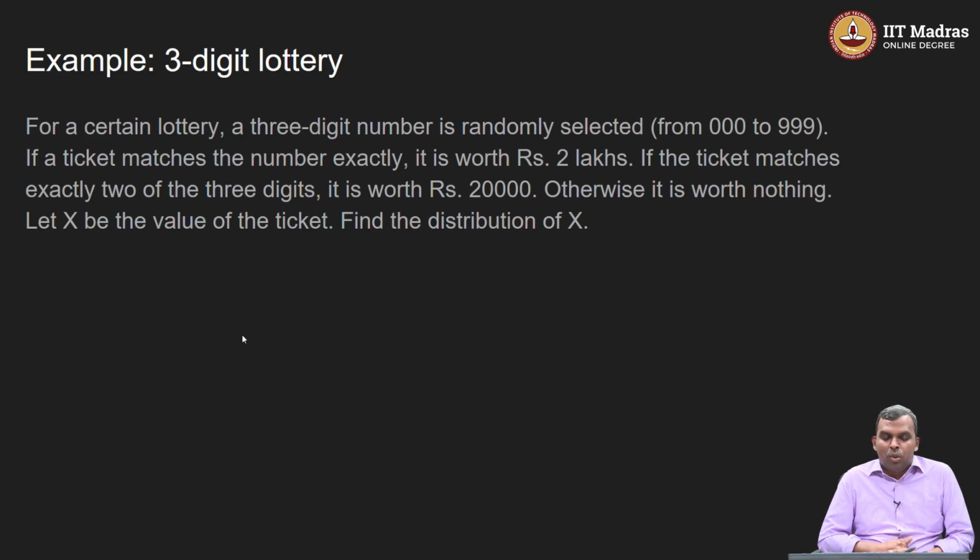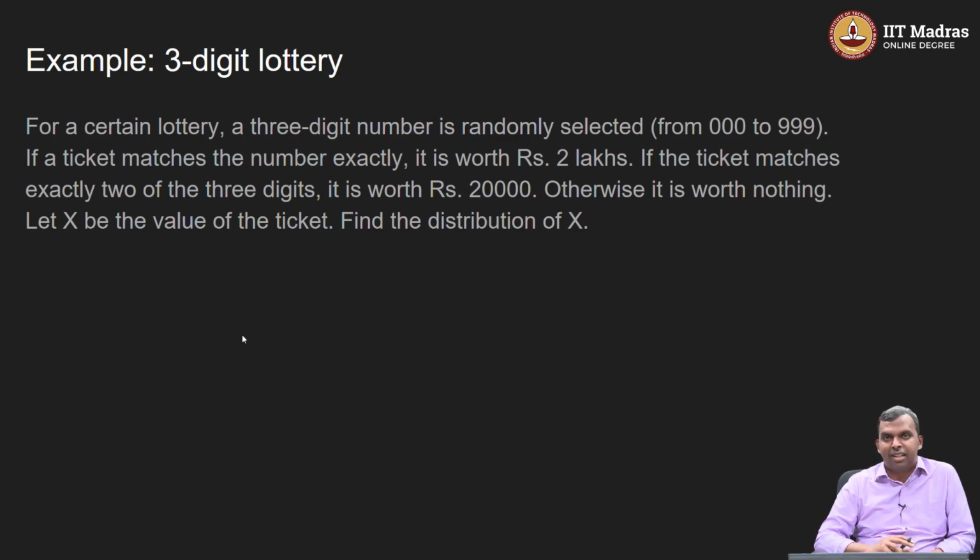You should get tickets ahead of time, and your ticket will have a 3-digit number in it. Somebody generates the number randomly, maybe it's 123, and if your ticket is 123, then your ticket is worth 2 lakhs. You get 2 lakhs. If the ticket matches 2 of the 3 digits, it is worth rupees 20,000.